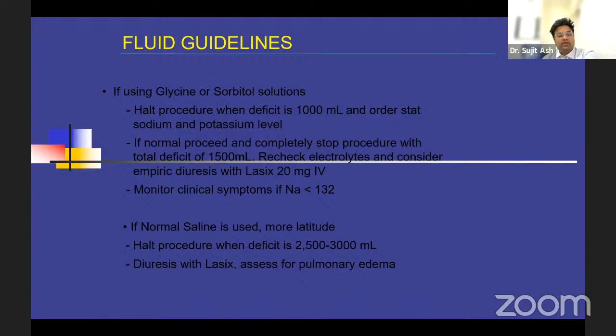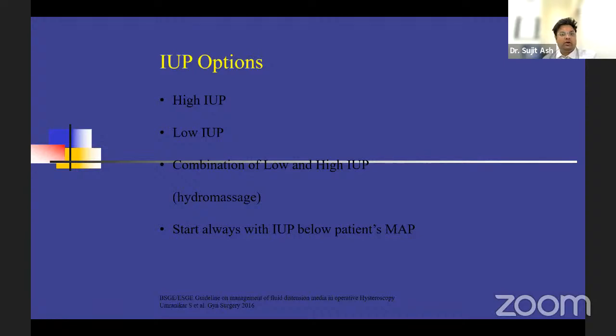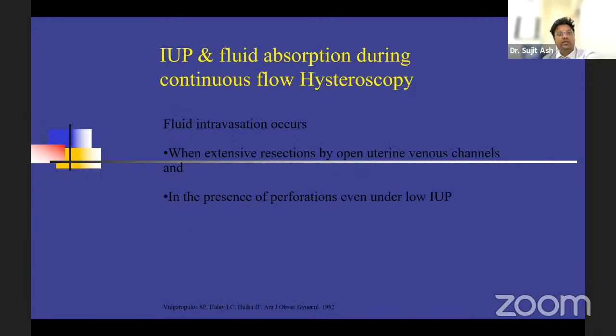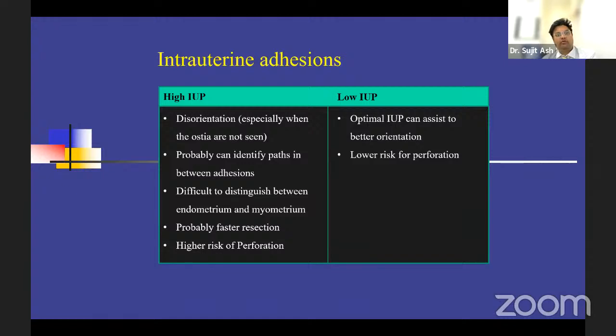So get your electrolyte levels checked and always add a Lasix whenever you think there are chances of fluid overload, which can happen at high intrauterine pressure or low intrauterine pressure. That depends upon what you're tackling and the situation. This has to be decided judiciously. In intrauterine adhesions, a low intrauterine pressure is optimal, can assist in better orientation, and carries a lower risk of perforation. When you have a high uterine pressure in intrauterine adhesion, there's disorientation because you won't see the ostia properly, and you probably can't identify the adhesions properly, which will be difficult.